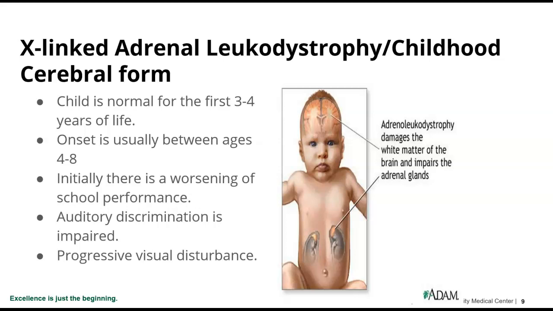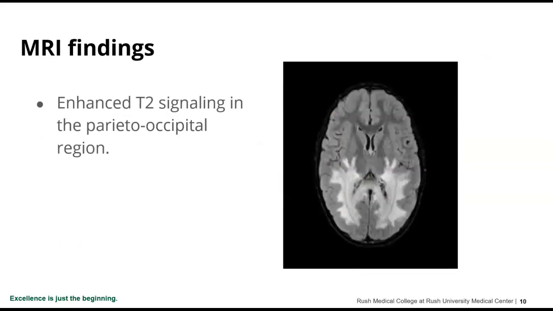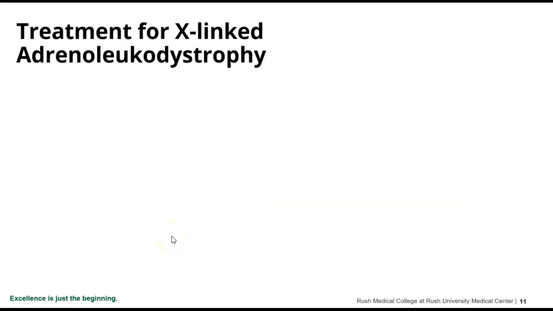I remember as a resident, a child presented who had come from a foreign country into the emergency room with new onset blindness and deafness, and we eventually diagnosed this child with adrenoleukodystrophy, which was very sad. MRI shows enhanced T2 signaling, and this is just another sign of demyelination.